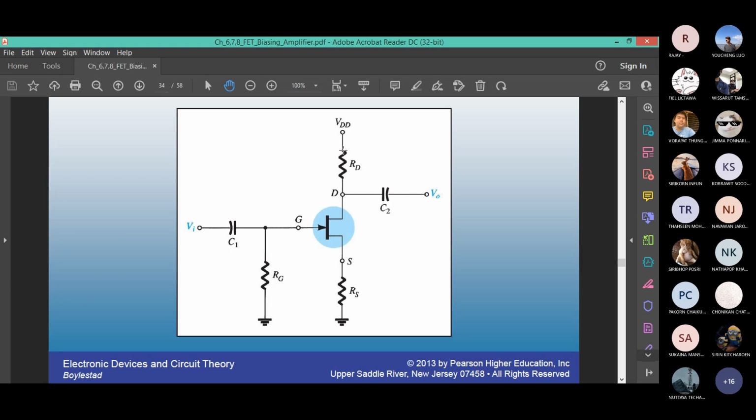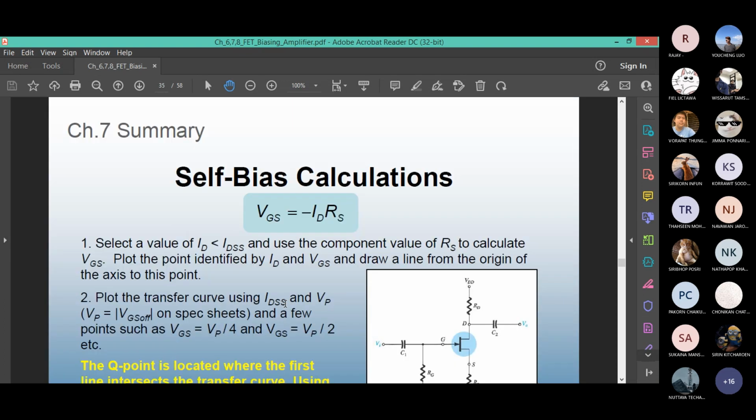You see here is VDD minus IDRD minus VDS minus ISRS equals 0. If you think about the loop, IS is the same as ID. This point is 0. VGS minus IDRS equals 0. I just replace IS with ID. This is the equation.